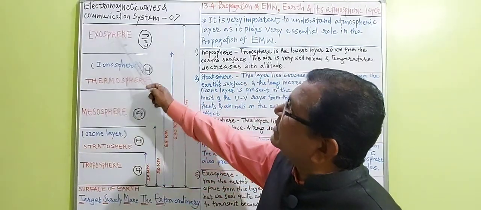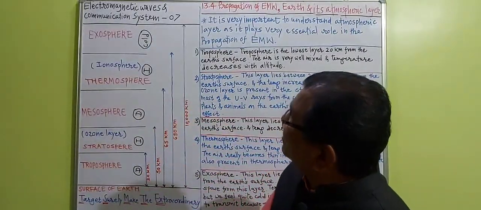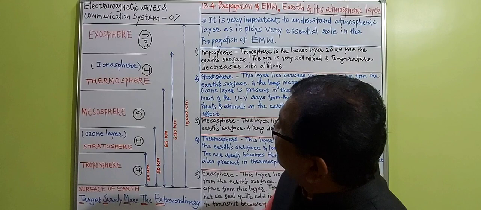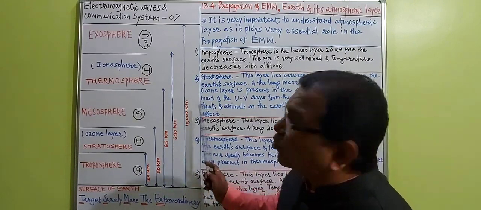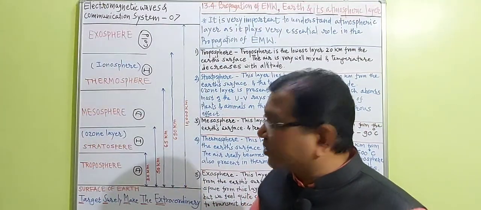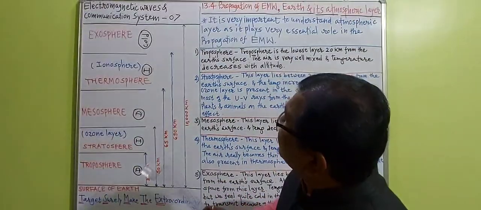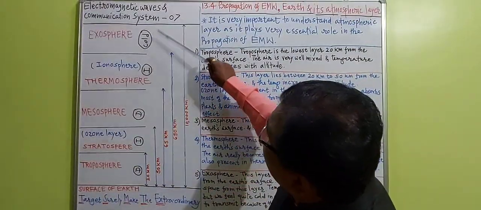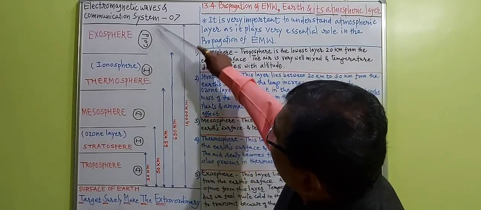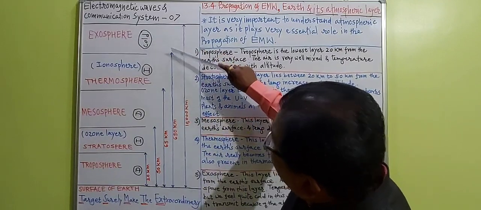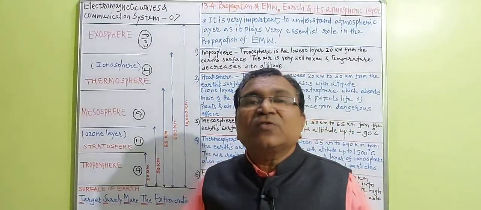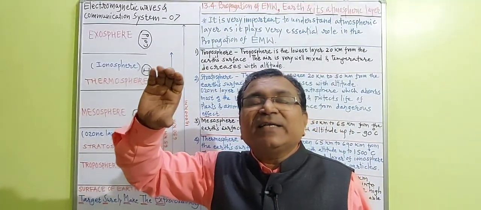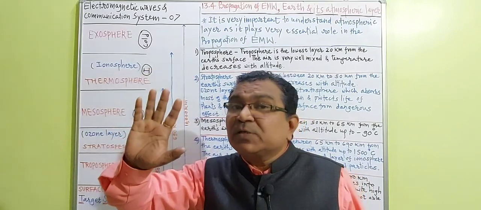And then the last layer is exosphere. The last layer is exosphere, which is at a distance of around 10,000 km from the earth's surface. That exosphere is in between 690 km to 10,000 km. That layer is called exosphere.